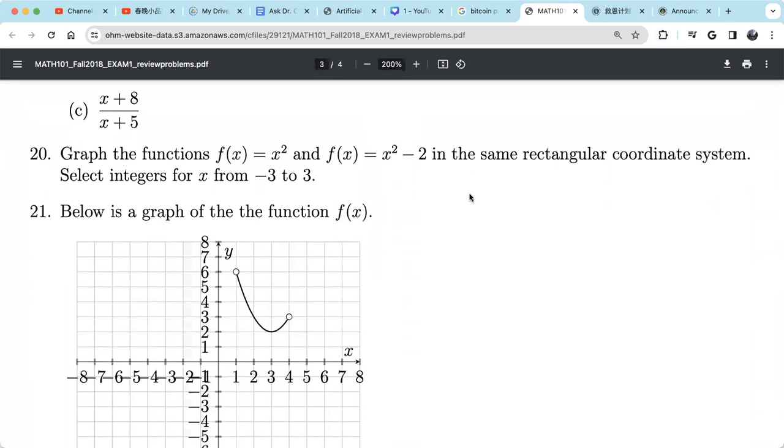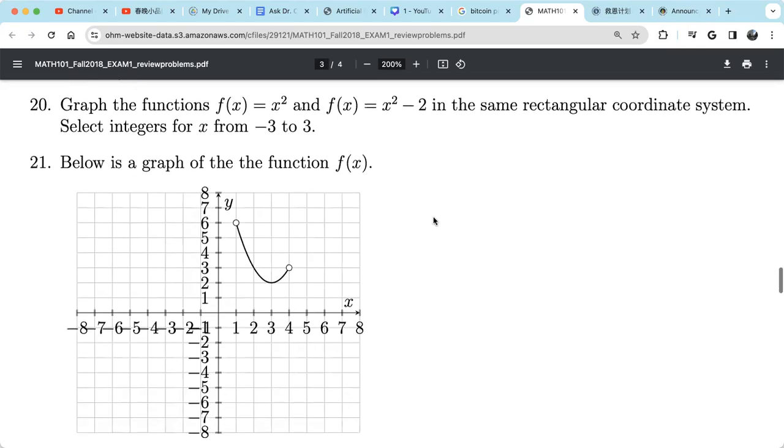Basically, you make a table, you pick x values from -3 to 3. You can pick -3, -2, -1, 0, 1, 2, 3. Then you evaluate the function values, f of x equals x squared. Then you use another color to graph x squared minus 2, right?